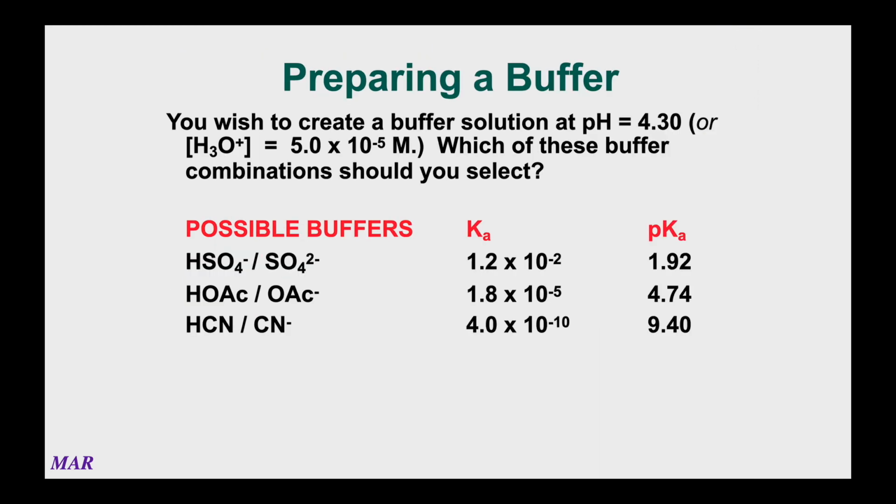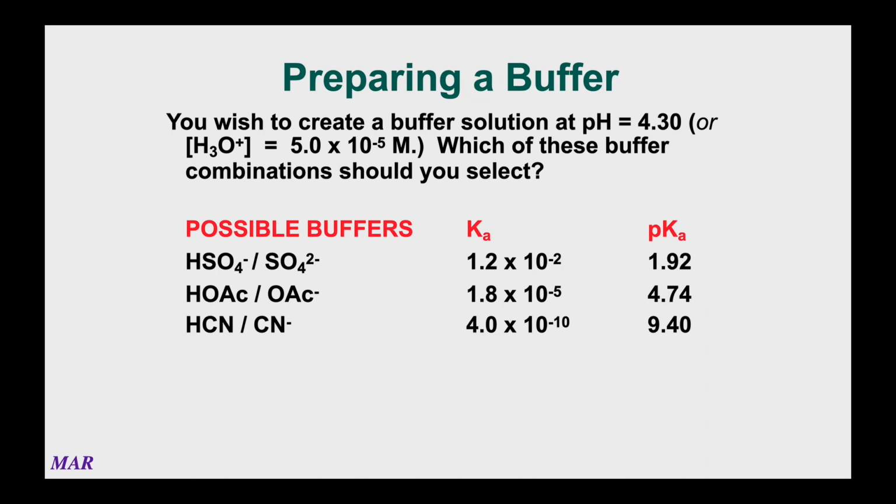So here are the possible buffer systems you have in your lab. And I'll be honest, every time you go to the lab, it's kind of like going to the fridge. You may not have everything you want. So in our chemical stockroom right now, we have hydrogen sulfate and sulfate. That would be a buffer system. We have the acetic acid acetate solution, and we also have hydrocyanic acid and cyanide as possible buffers. Well, here are their Kas and here are their pKas.